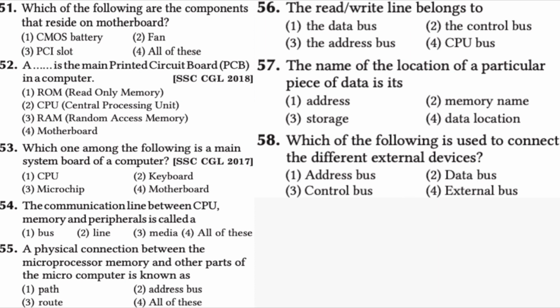Finally, question 58. Which of the following is used to connect different external devices? Here, the correct answer is 4. External bus. An external bus is used to connect different external devices, enabling communication between the computer system and peripherals.